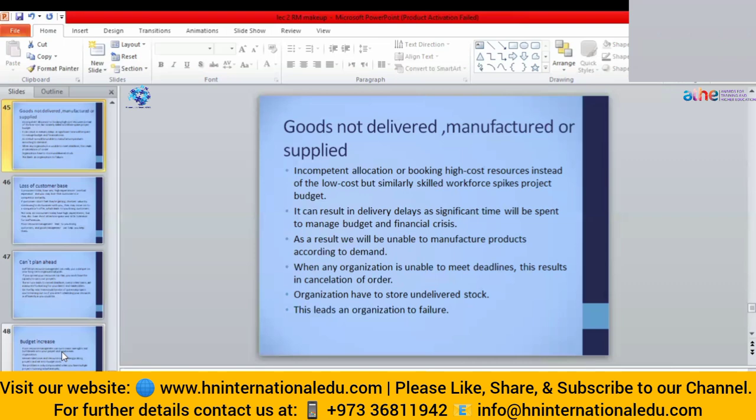because the other party has to react when we are not meeting our deadlines. So the organization has to store undelivered stock. This leads an organization towards failure.